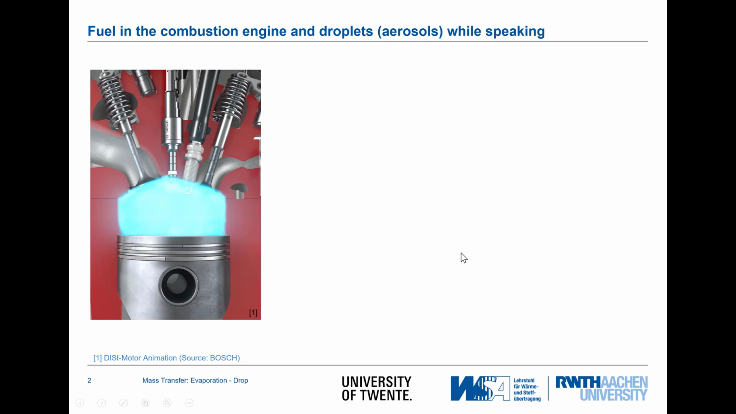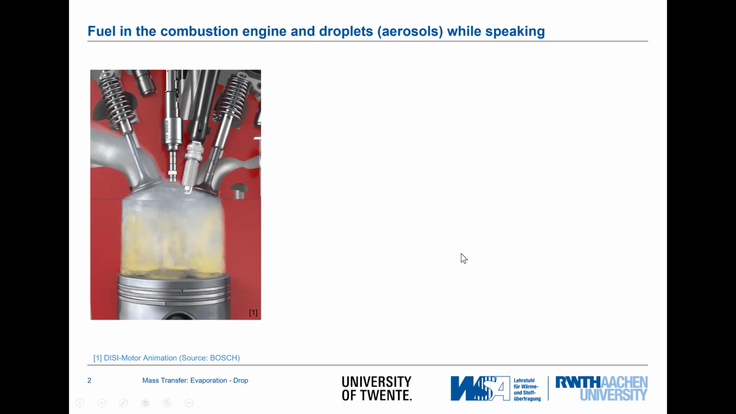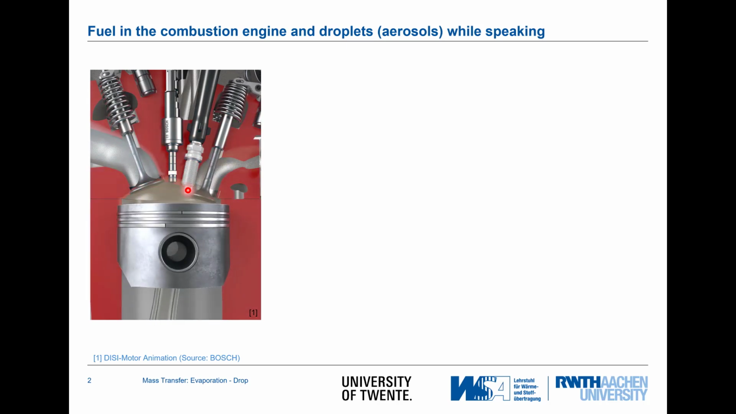The first one is the cylinder of a reciprocating engine where fuel is injected by this device in the center. Let me take the laser pointer. So this is an injection device. Fuel gets injected now, evaporates, and then it's ignited.